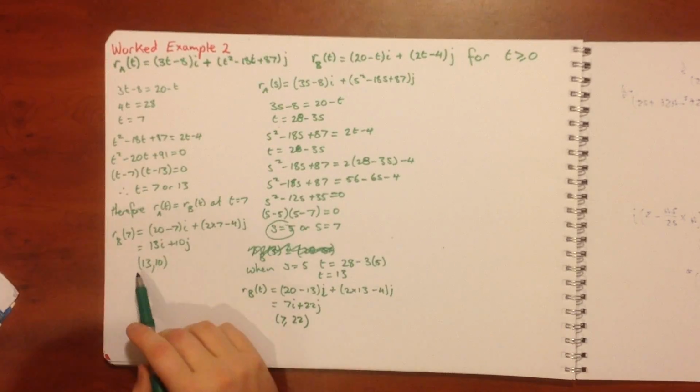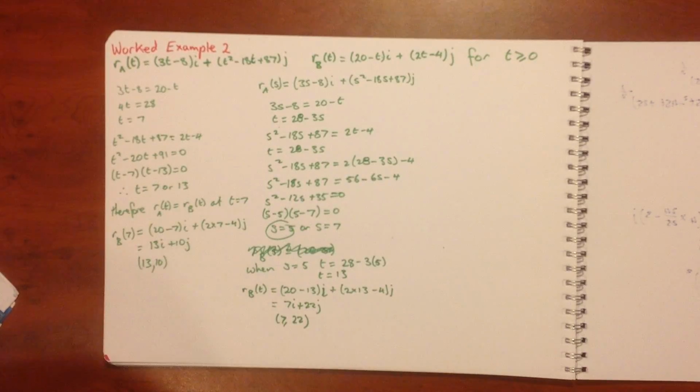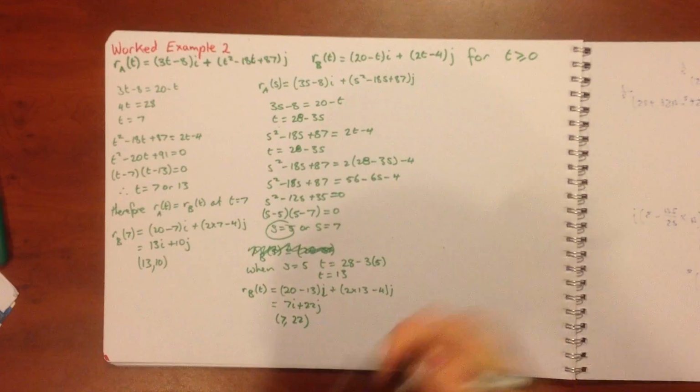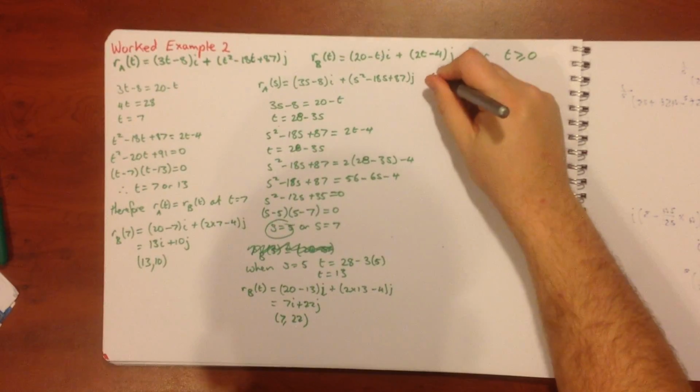You'll note that it was actually the same as our other time that we had earlier. So we've got one last part, which is the distance between the particles when t equals 10. What we need to do for this is work out our r of 10 for both these functions.